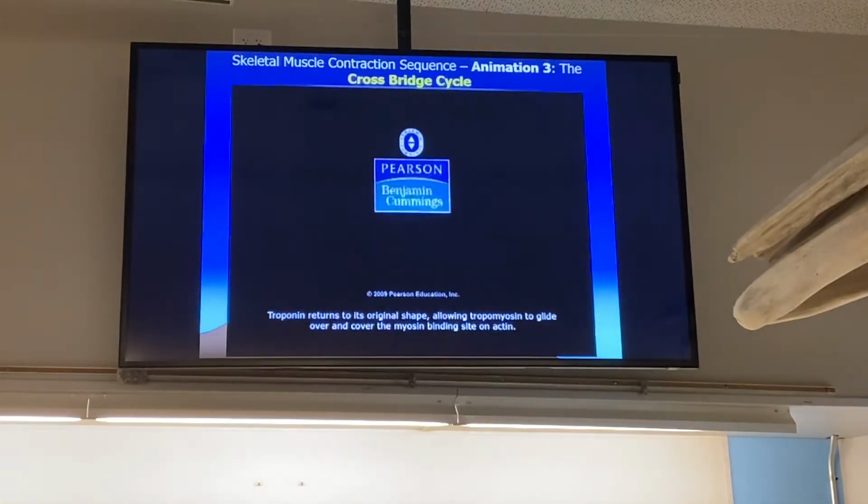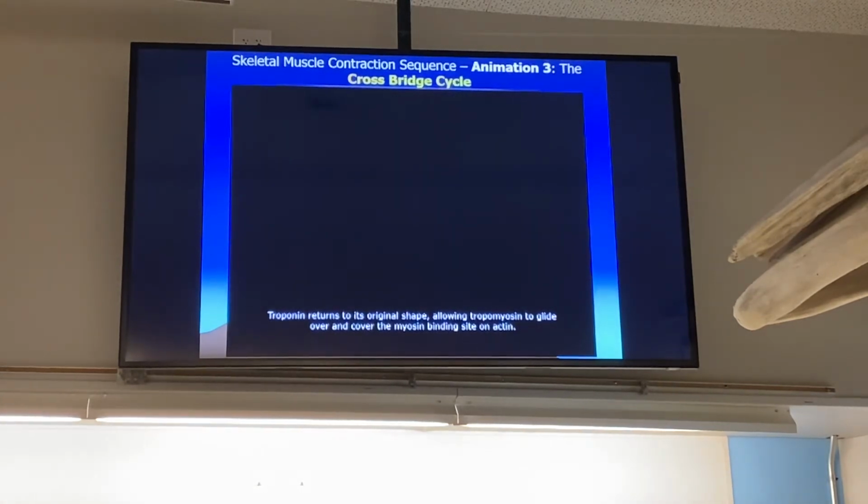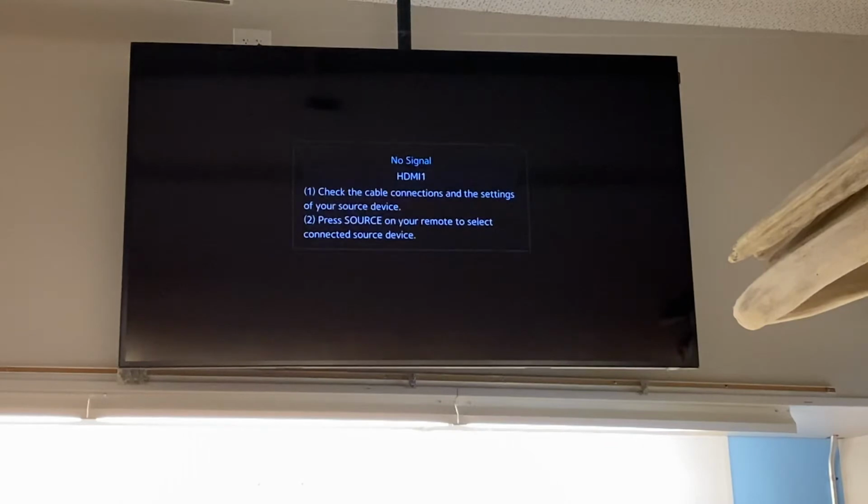Any questions? Cross bridge, power stroke, detachment, reactivation. Okay? And again, this only applies to isotonic contractions. That's where the muscle actually physically shortens and there's movement.